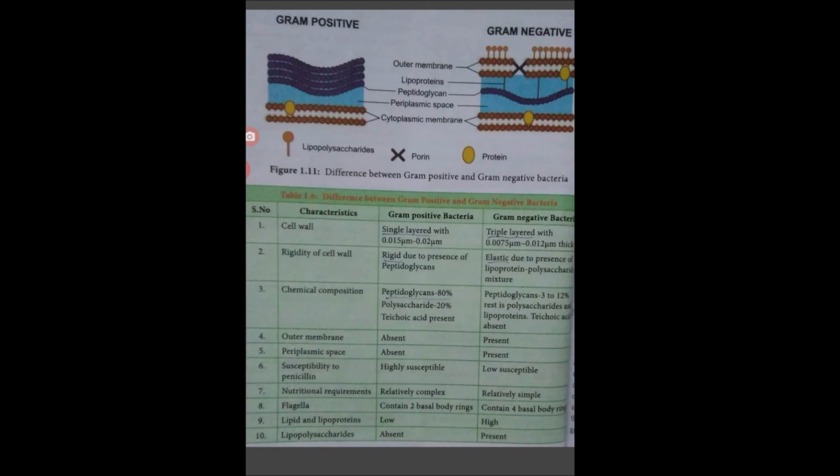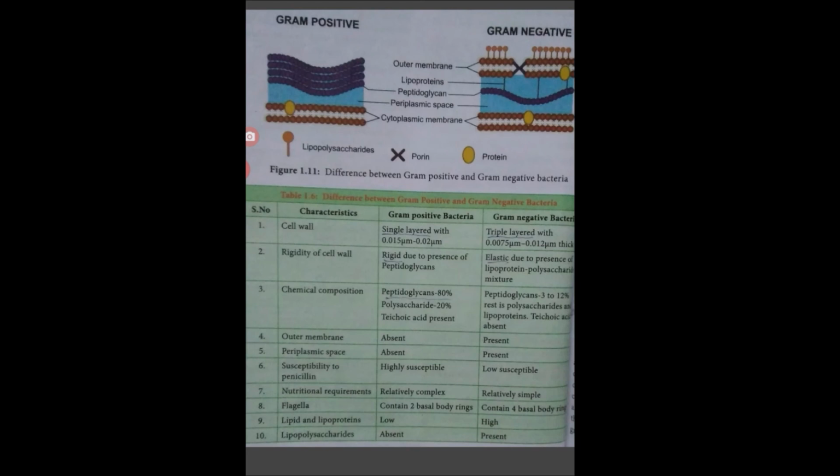Susceptibility to penicillin. The gram-positive bacteria is highly susceptible to penicillin because there is no extra covering outer to the cell wall. But here in gram-negative bacteria, the susceptibility is very low for penicillin. Nutritional requirements are relatively complex in gram-positive bacteria, and relatively simple in gram-negative bacteria.